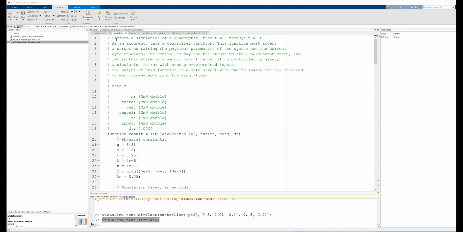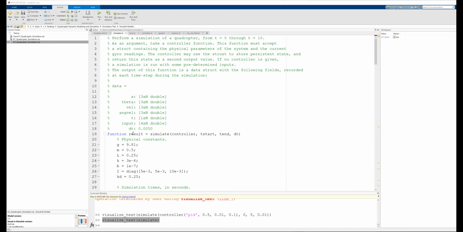So now what I want to do is, you should be looking at simulate. So this is a simple simulation of a quadcopter, and this simulation is using something called Euler integration. What do I mean by Euler integration? Euler integration is acceleration multiplied by time gives you velocity. Velocity multiplied by time gives you displacement.